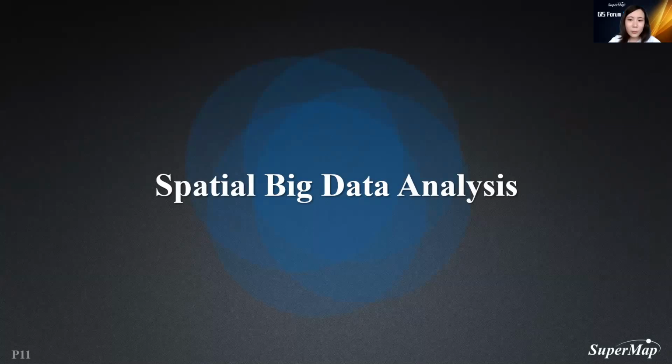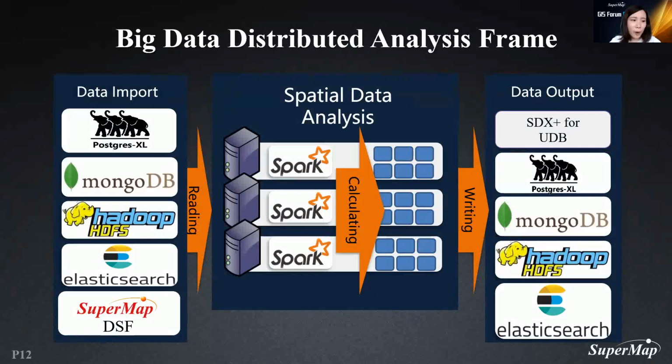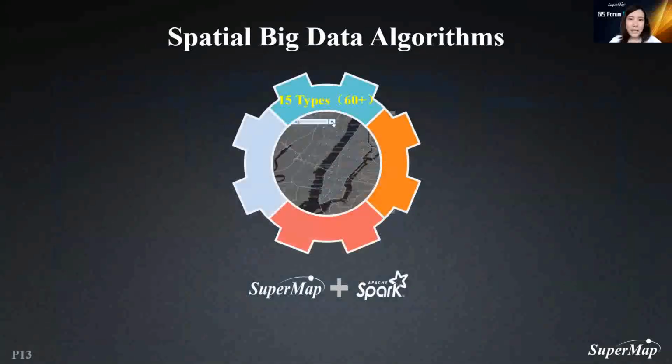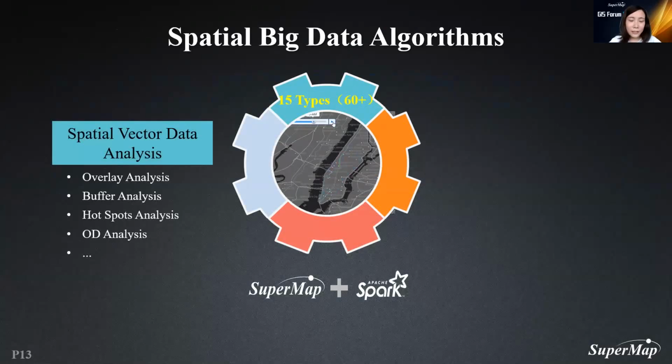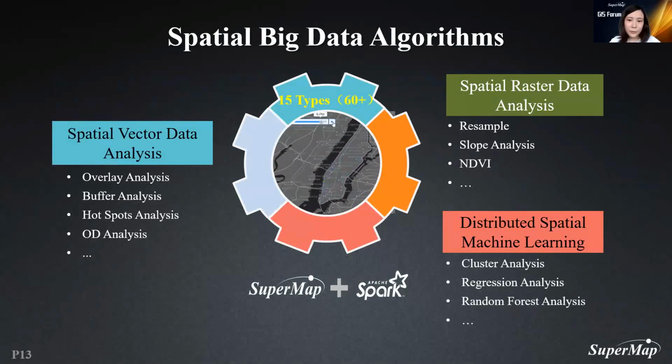And then is spatial big data analysis. Apache Spark is a very popular distributed calculating framework, and SuperMap has supported many spatial big data algorithms with the Spark calculating framework, like vector data analysis, raster data analysis, and machine learning algorithms. We have more than 60 in total, and all of these algorithms can be used in the distributed environment.